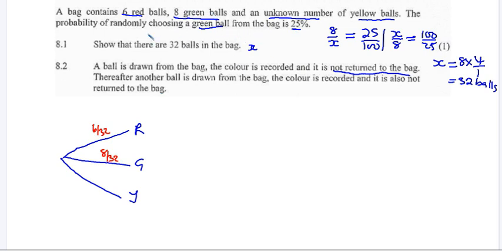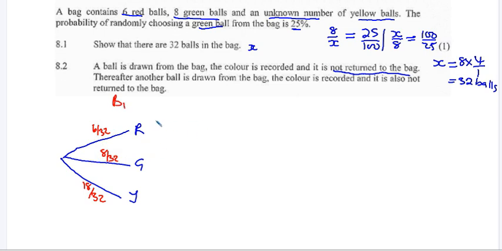And the third one, how many balls do we have? This is 6 and this is 8. Subtract 6 and 8 from 32, you get 18. So this should be 18 over 32. If we add 18 to 8, that's 26, plus 6, that's 32. So we have 32 over 32. This part is balancing. So this is the first ball.